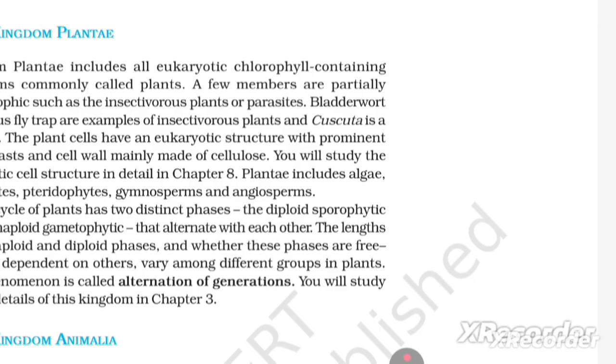Plantae include algae, bryophytes, pteridophytes, gymnosperms, and angiosperms. Life cycle of the plant has two distinct phases: the diploid sporophytic and haploid gametophytic that alternate with each other. The length of haploid and diploid phases and whether these phases are free living or dependent on others vary among different groups in plants. This phenomenon is called alternation of generation. You will study further detail of this kingdom in chapter 3.